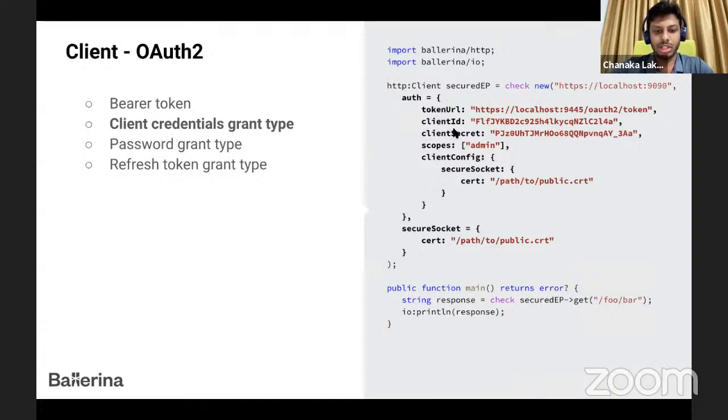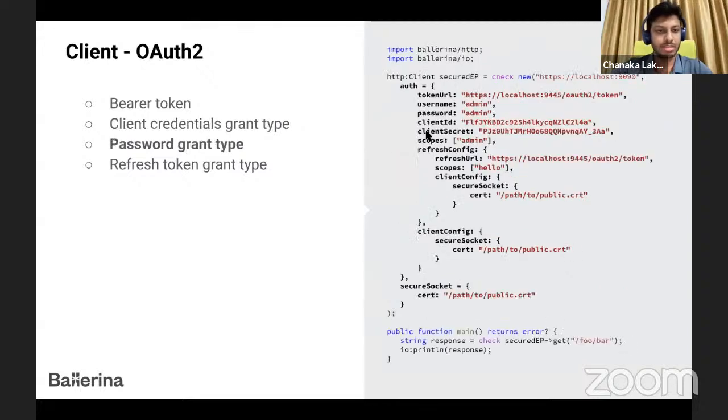This is one of the 3 grant types supported by Ballerina according to the OAuth2 specification. Here we are configuring the Ballerina HTTP client like this, and internally Ballerina will call this token URL configured here and get the access token and use it for API call authentications.